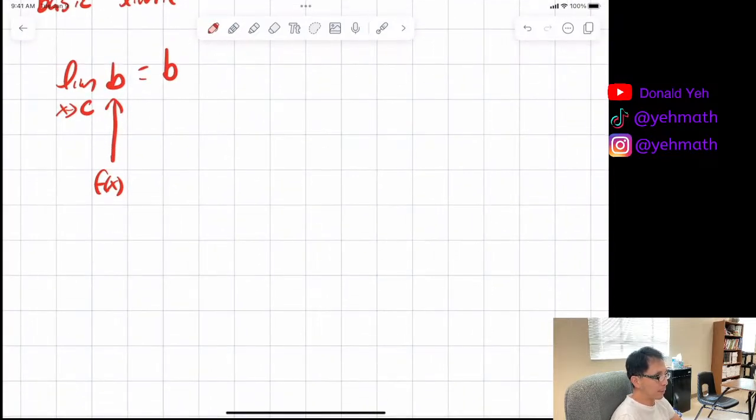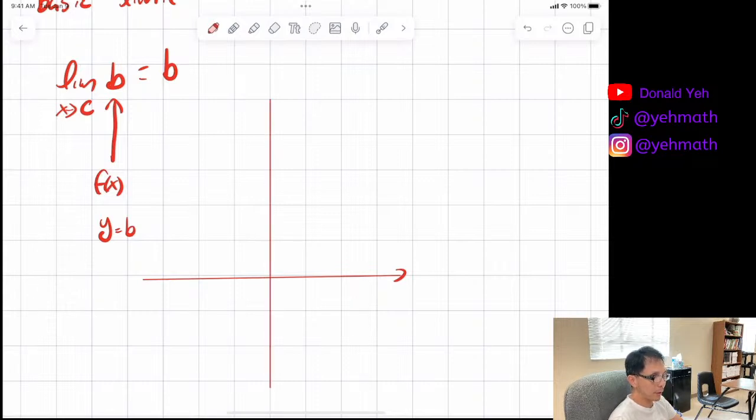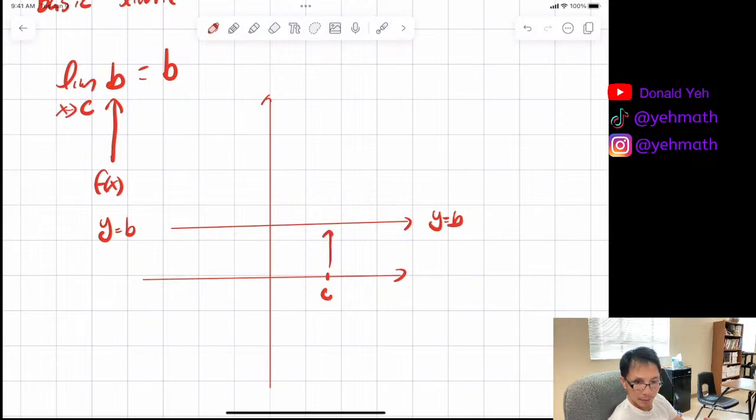So f of x is usually a function, right? And f of x usually is y, right? So that means y equals b. I'm going to graph a function y equals b. B is a number. It could be anything. So we're going to say b is 1.5 here. If I approach some type of c value, it doesn't matter where my c is, my answer is always going to be b. It's still the same graph.